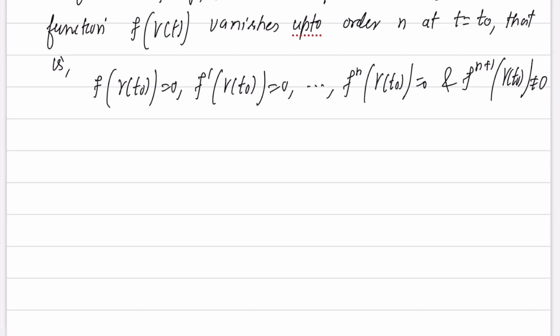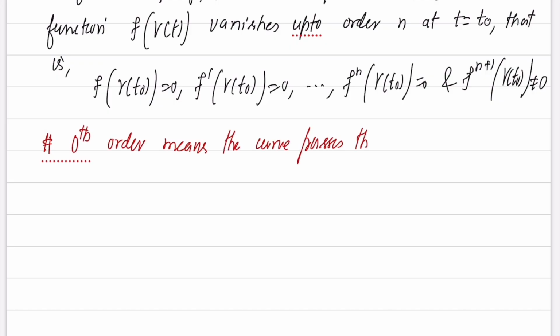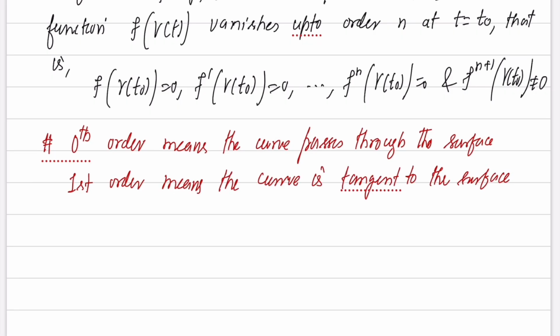Now we will take up some basic intuitions: what we mean by a curve having contact of 0th order, first order, or second order. 0th order means the curve passes through the surface. First order contact means the curve is tangent to the surface. That means there lies a straight line that is tangent to both the curve as well as the surface at some point, so the curve and the surface touch each other at just one point.